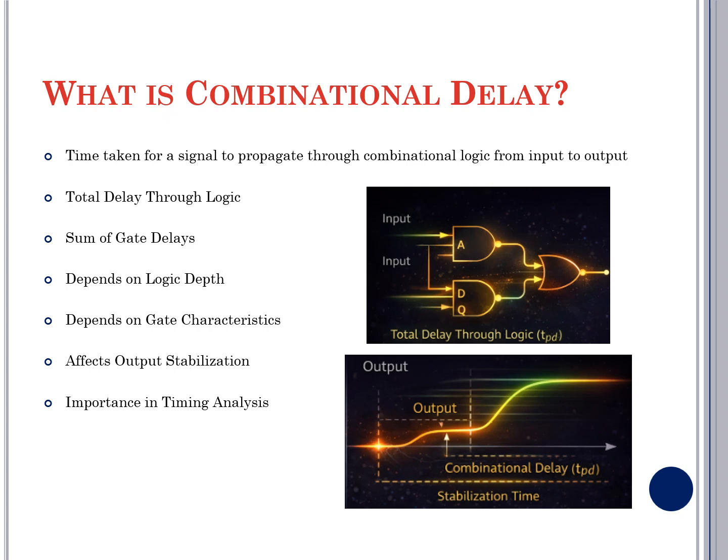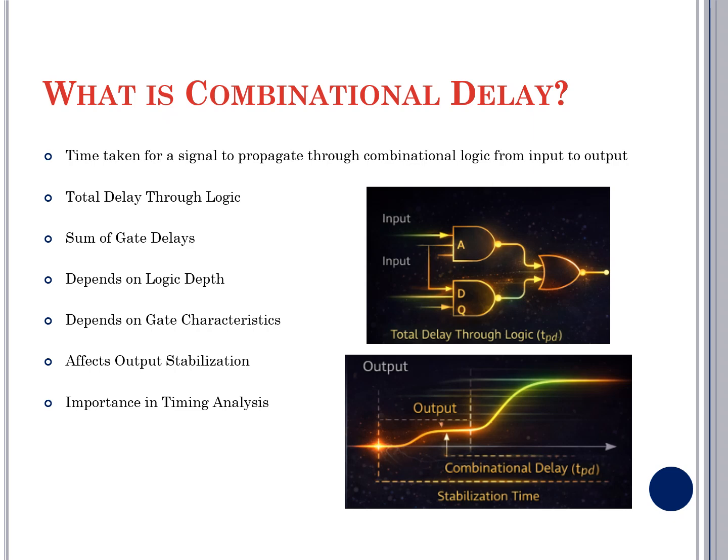In real circuits, data does not pass through just one gate. It passes through multiple gates. Each gate introduces its own delay, like gate 1 introduces 2 nanoseconds, gate 2 introduces 3 nanoseconds, and gate 3 introduces 5 nanoseconds. So the total combinational delay is equal to 10 nanoseconds. Total delay is the sum of delays of all gates in the path.